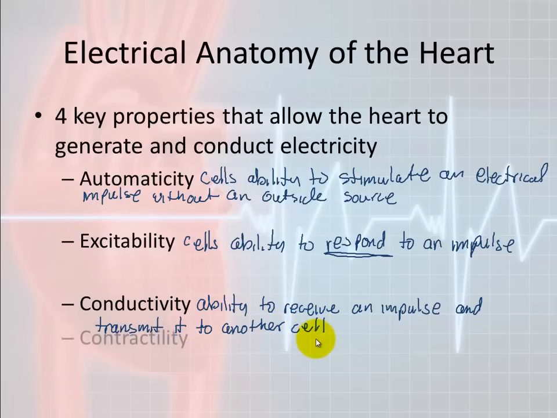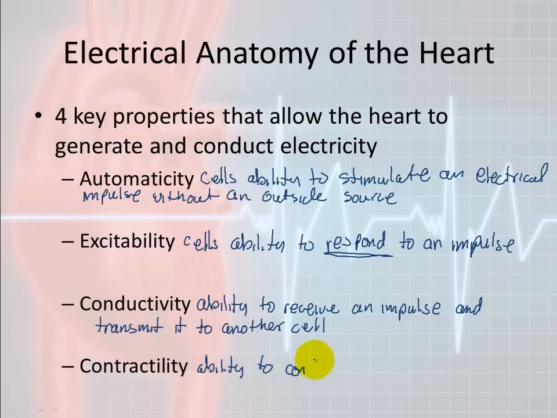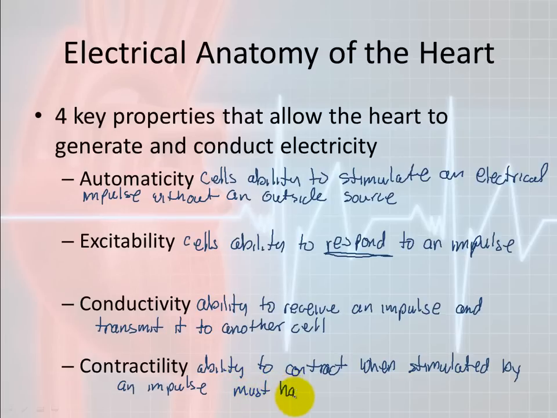That is conductivity. The final property is contractility. Contractility is the cell's ability to contract when it is stimulated by an impulse. Now the key here is that for contractility to occur, there must be myofibrils or muscle cells. These myofibrils are muscle cells.